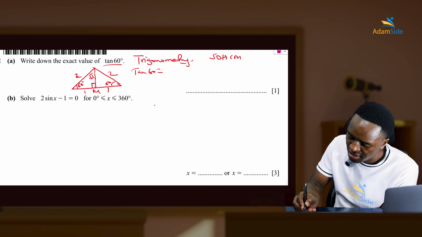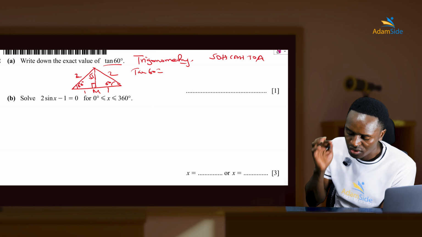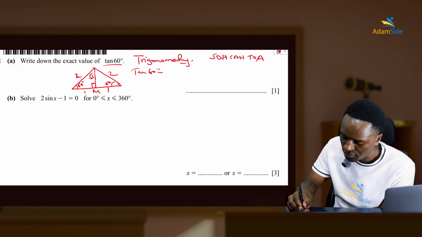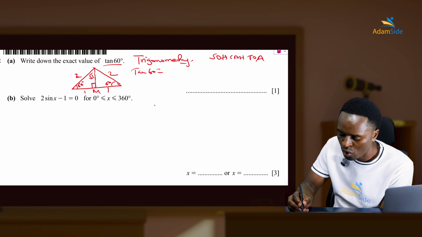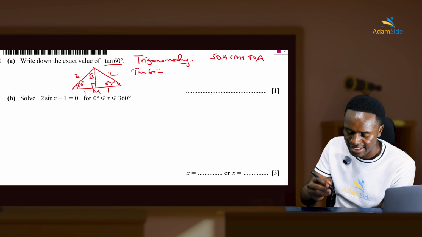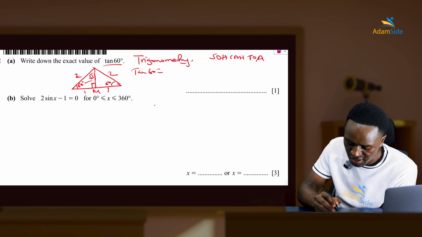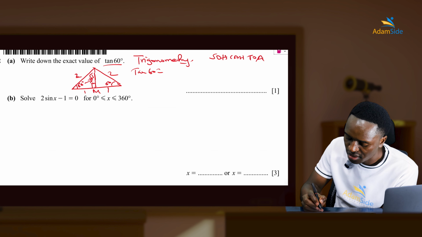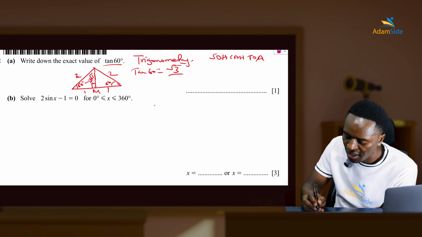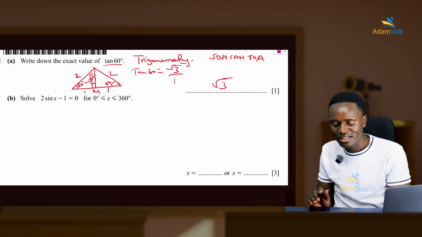Remember this formula: tan of an angle is equal to opposite divided by adjacent. So opposite here of 60 is root 3, over adjacent, which is 1. So our answer is root 3. Wow, as simple as it is.